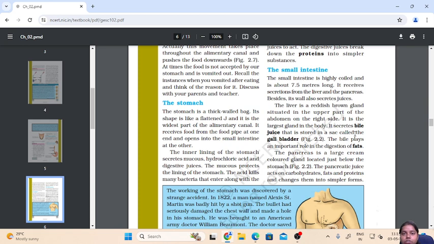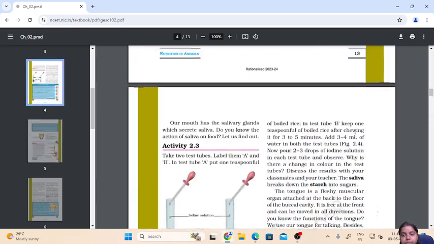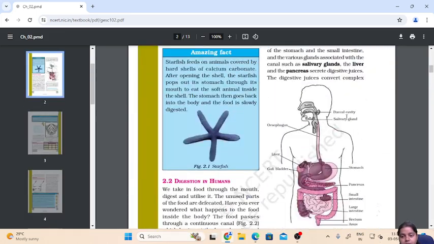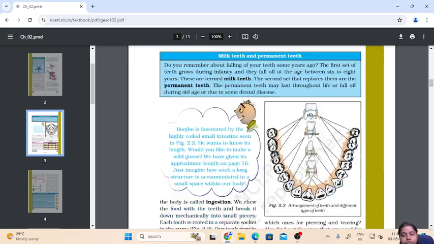It secretes bile juice, which is stored in a sac called the gallbladder. The bile plays an important role in the digestion of fats. So see here, this is the liver, this brown gland, and this is called the gallbladder. The liver produces a juice called bile juice, which is stored in the gallbladder. And what does this bile juice do? It digests the fats.